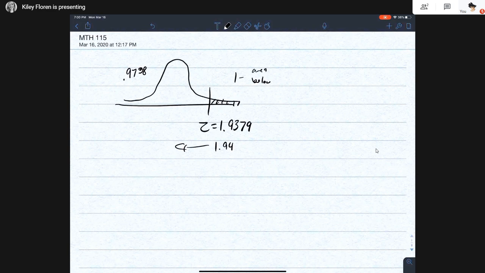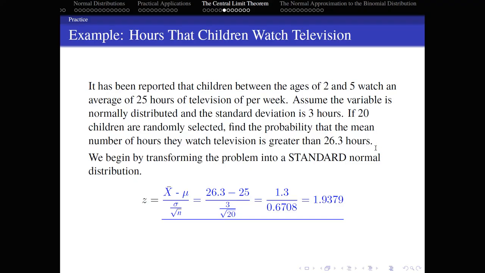So this is my area on the left. That means that my area on the right is 1 minus 0.9738. So that's going to be 0.0262. So about 2.6% of individuals exhibit this trait in this case.